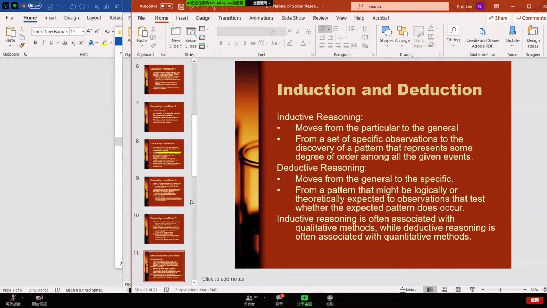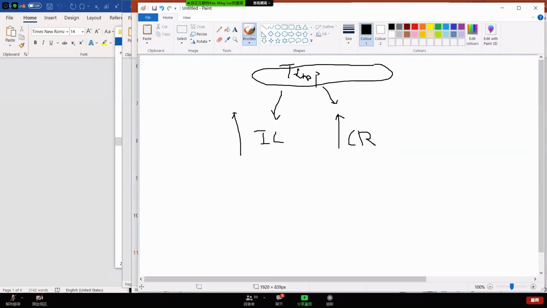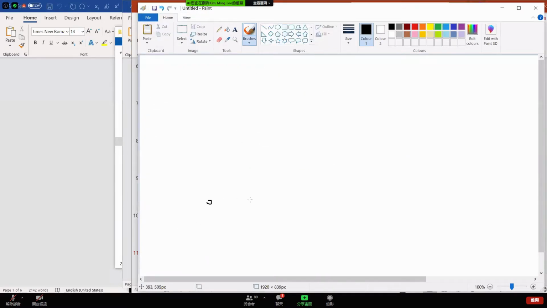Now we talk about the logic of quantitative research and qualitative research. This is just a review. We have inductive reasoning. Inductive reasoning means moving from the particular to the general. Induction means we have individual cases, individual observations. By contrasting and comparing these individual cases, we come up with some general conclusion.